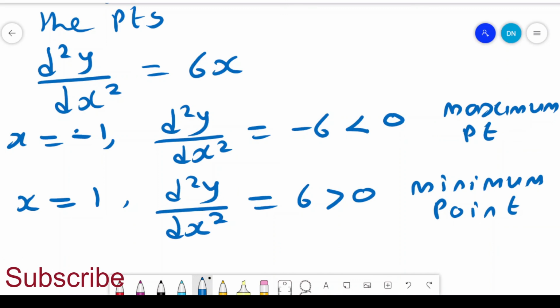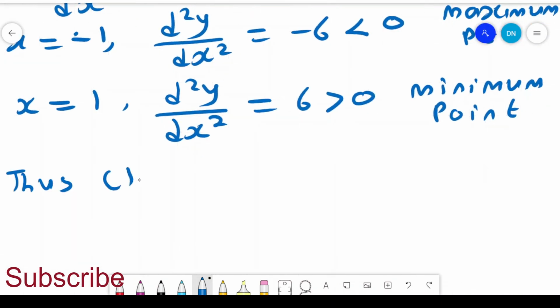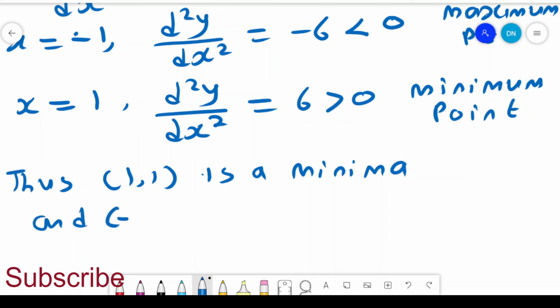In the case that the second derivative would have been equal to 0, then that would have been a saddle point. So I have two points, a minimum and a maximum point. One is a minima, and -1, 8 is a maxima. With that information now, I can plot the graph.